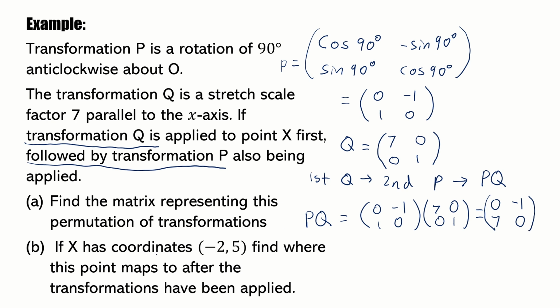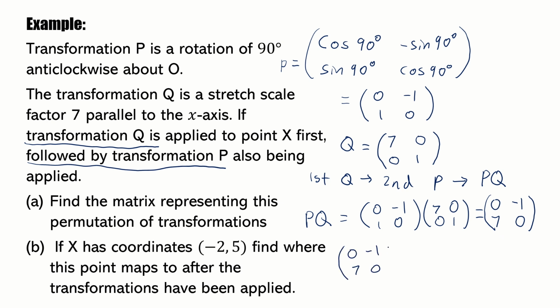And then part B, applying these transformations to the coordinates x, you've got some options. You could then go back and individually apply first transformation Q to the point, then apply transformation P to that point, but that would take much longer than just applying straight away this matrix we found in part A to our coordinates.